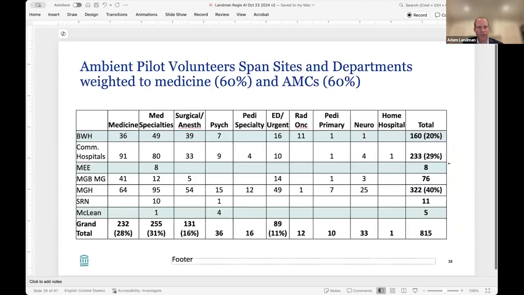I'm going to do a demo after Anna talks, but I thought I would just show a quick breakdown of these 800 pilot users. They are across all our hospital types, so our academic medical centers as well as our community centers, and across all different types of specialties. That's what you're seeing here. So we had a variety of participants.